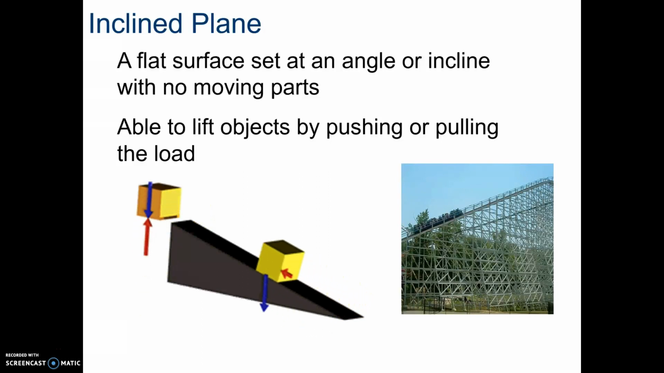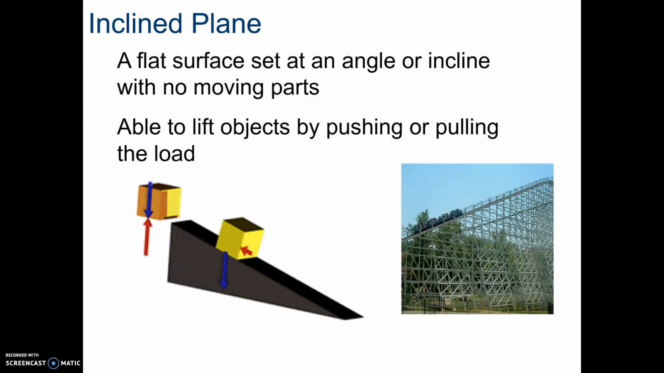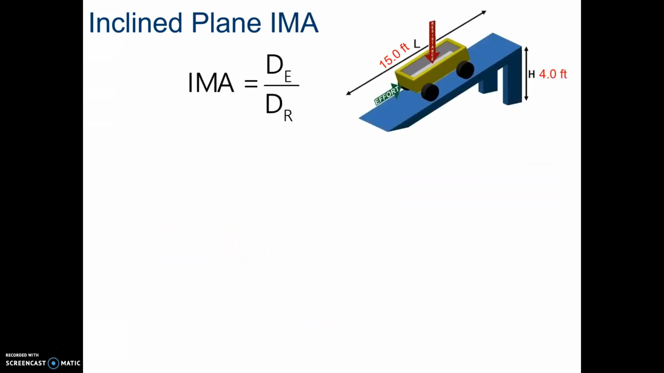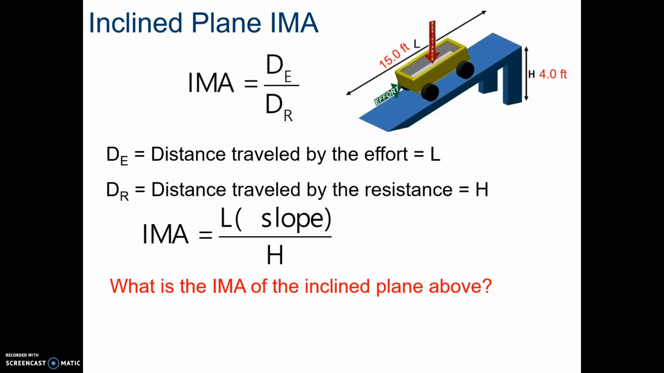But the inclined plane, remember, is a flat surface at an angle or incline with no moving parts, able to lift objects by pushing or pulling the load. We've seen the formula for IMA already, effort distance over resistance distance, but using L and H for an inclined plane. Remember, L is the length of the slope, and H is the height. So that is the new formula for us compared to DE over DR.